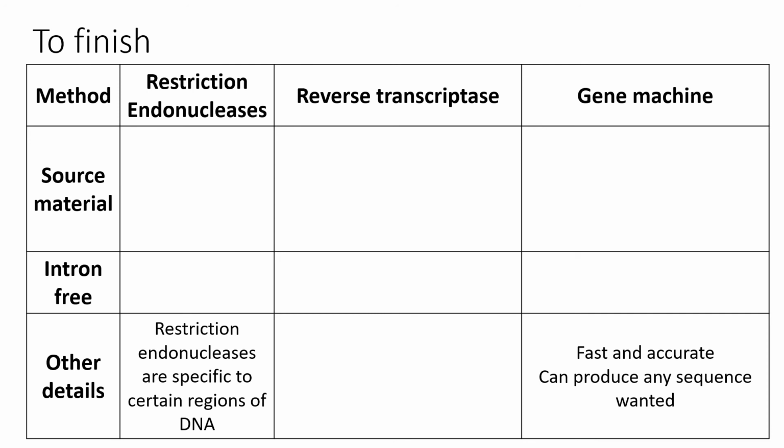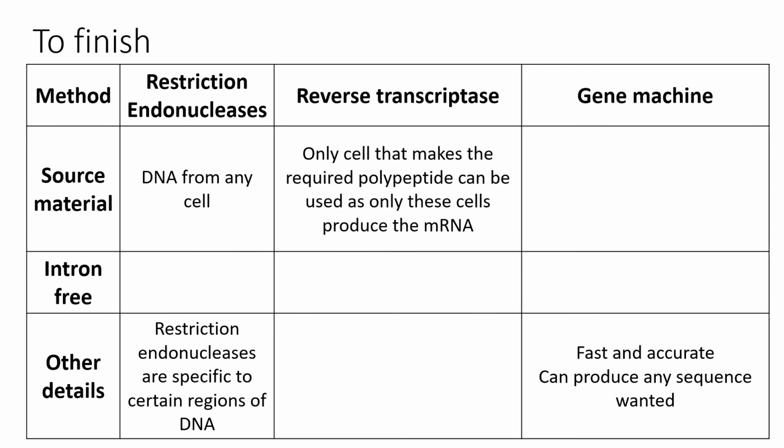So in terms of source material, restriction endonucleases work on DNA. With reverse transcriptase, we will take only the cell that makes the required polypeptide. Restriction endonucleases will work on any cell because all cells in an organism have exactly the same DNA. However, when cells specialize and become differentiated, they only produce certain messenger RNAs depending on the function of that particular cell. Hence, reverse transcriptase will only work with a cell that's actively producing the messenger RNA that we are targeting.